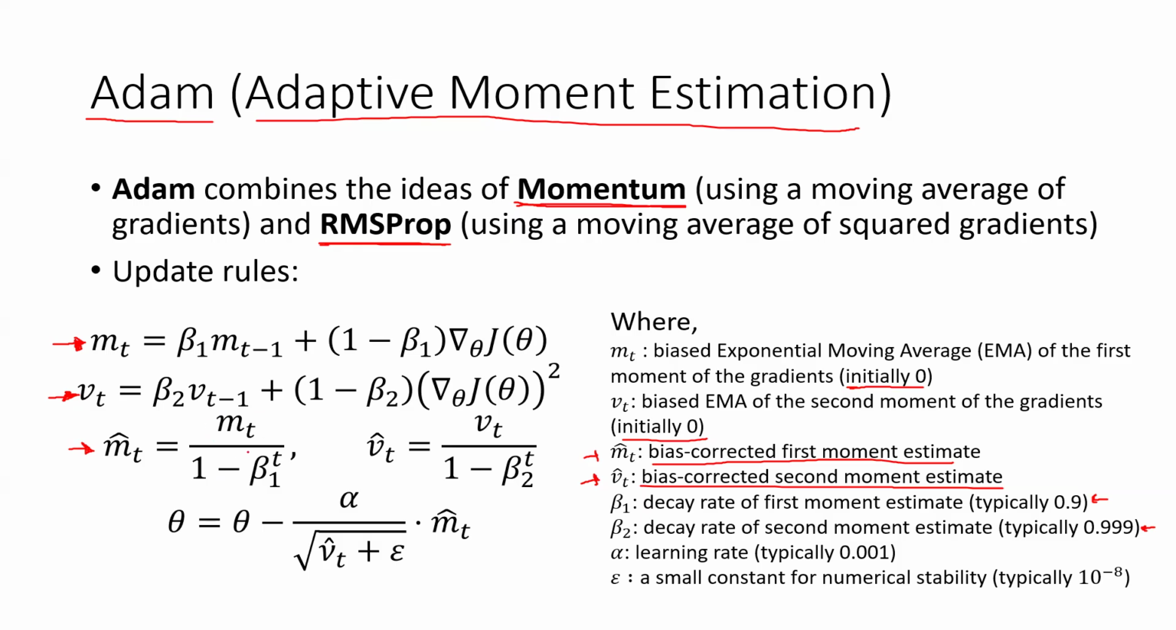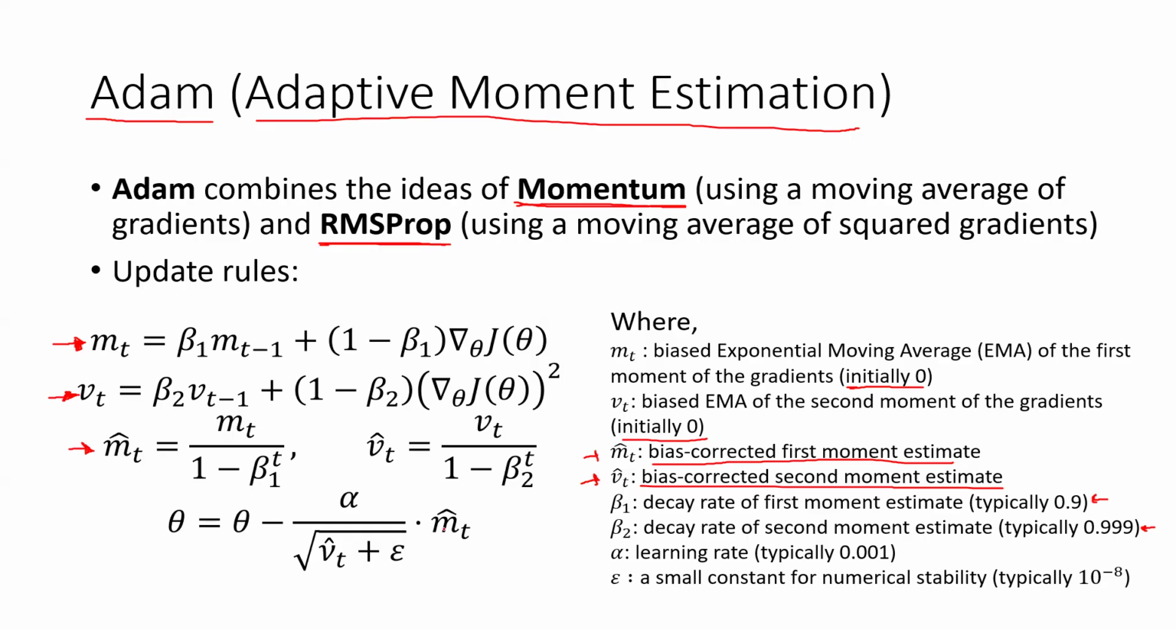This mt hat would be much more closer to mt as we progress through the algorithm, right? In the earlier iterations, this mt would be very small, so in that case it would not be affecting that much, right?